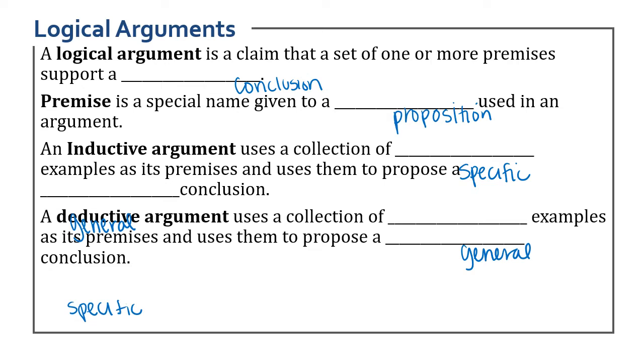A deductive argument uses a collection of general examples as its premises and then uses those to propose a specific conclusion. So for example, if I said something like, all doctors know CPR. So since Maddie is a doctor, she must know CPR. So I went from a general example, which is all doctors know CPR, to a specific conclusion. So Maddie specifically, since she's a doctor, must know CPR. So let's go through and do some more examples with these.